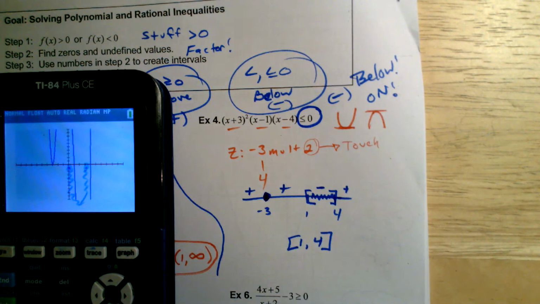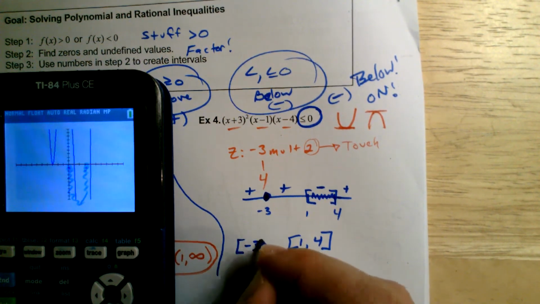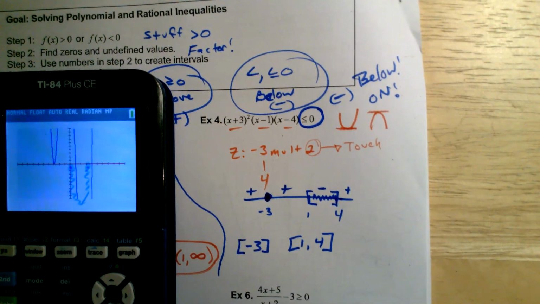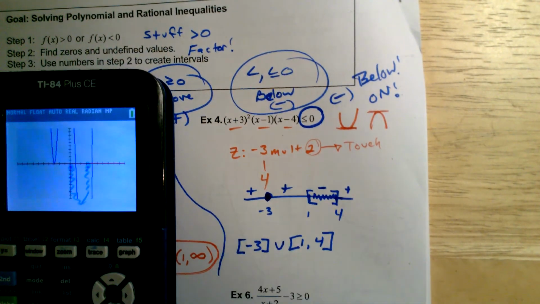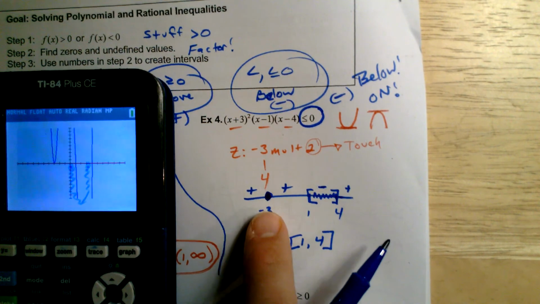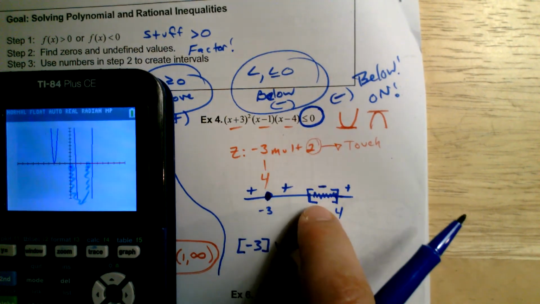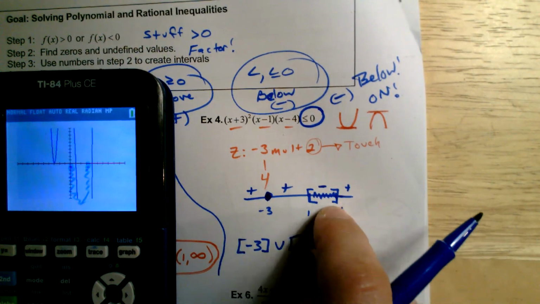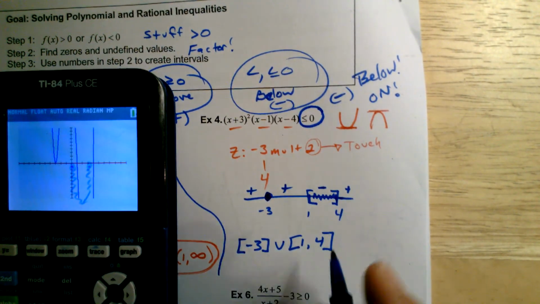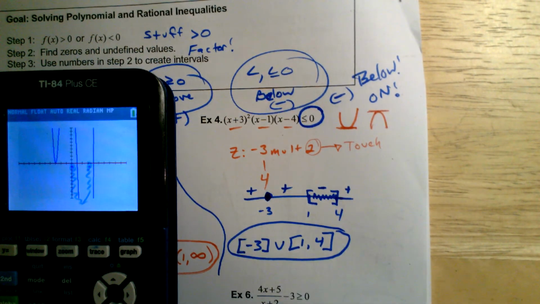Okay, so we would have to include that, and the way to do that is just a bracket -3 bracket, and then a union between them. So -3 has to be included in our solution set because that's where it's on. If it just said less than 0, then it would just be parenthesis 1 to 4 parenthesis. Okay, so that one's a little tricky. I wanted to include that in our notes just in case we didn't see that.